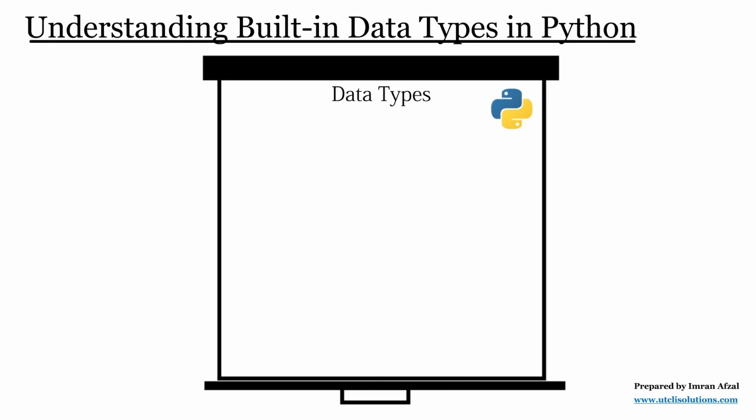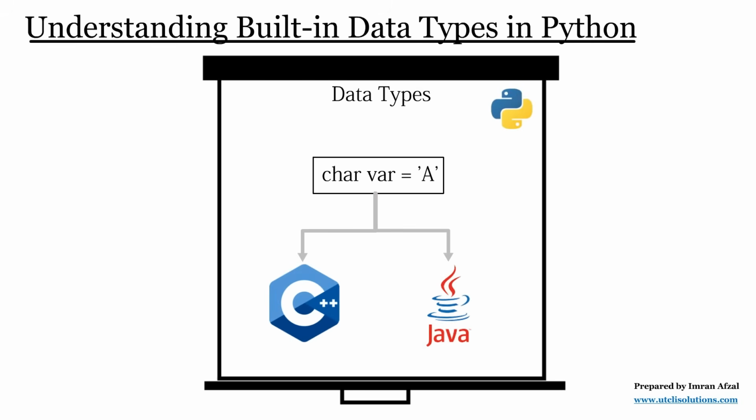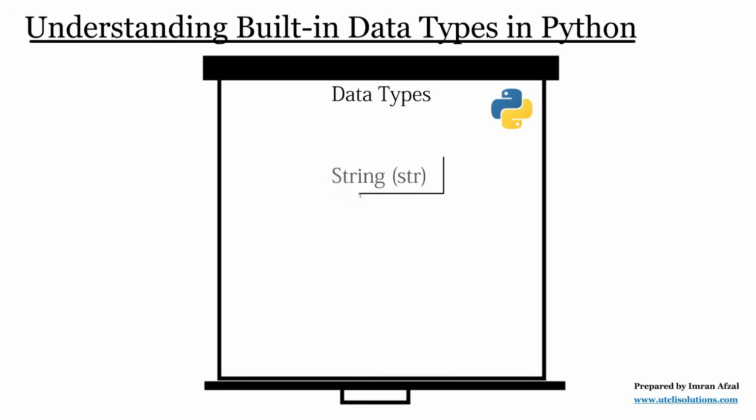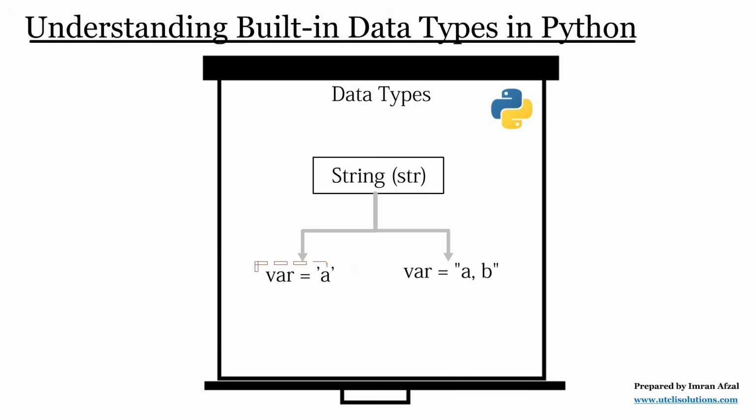In Python, there is no separate character data type to handle single characters, as there is in some other programming languages like C Sharp or Java. Python uses the string, which is in short str, data type to handle both single characters and sequences of characters. A single character in Python is simply a string of length 1.